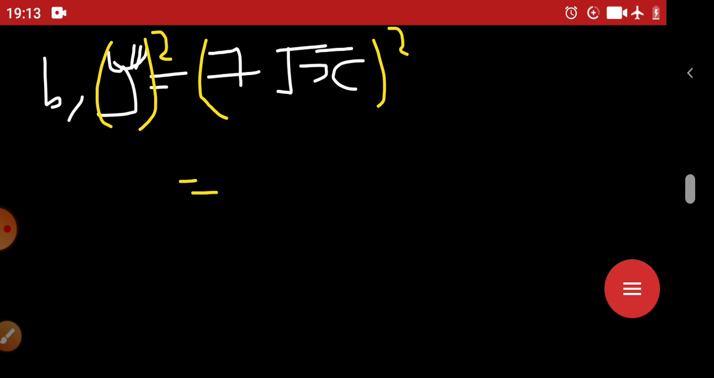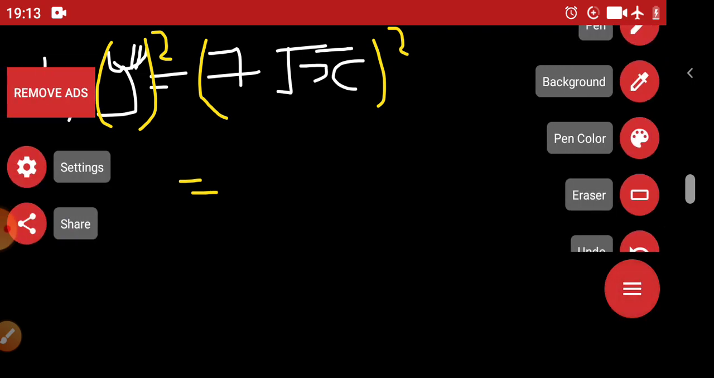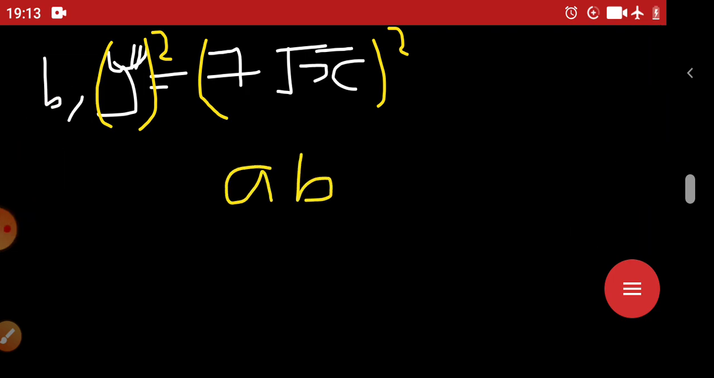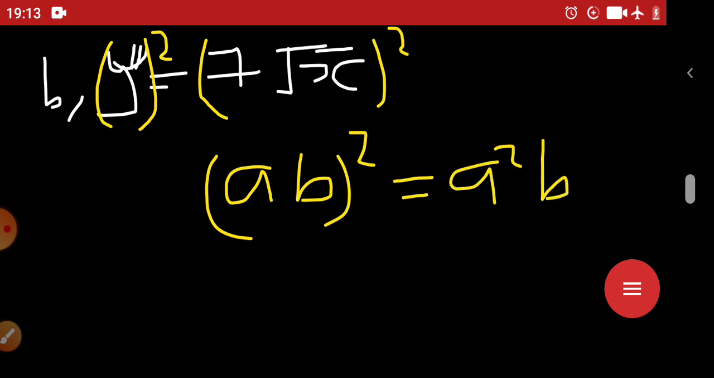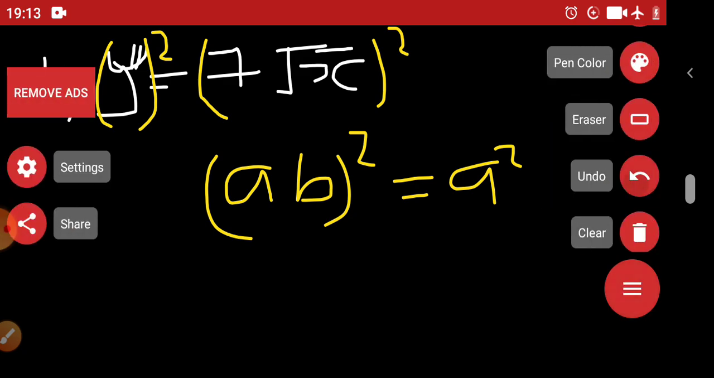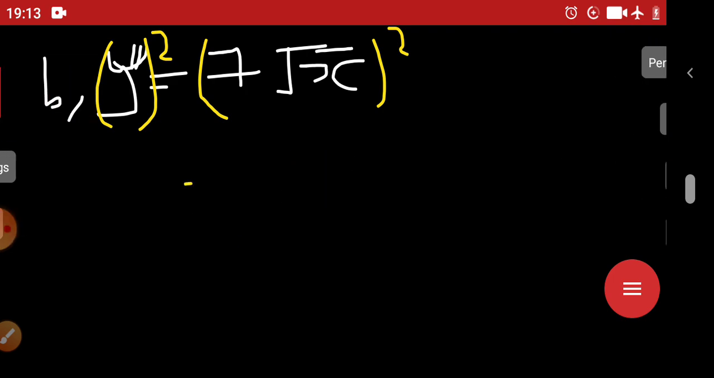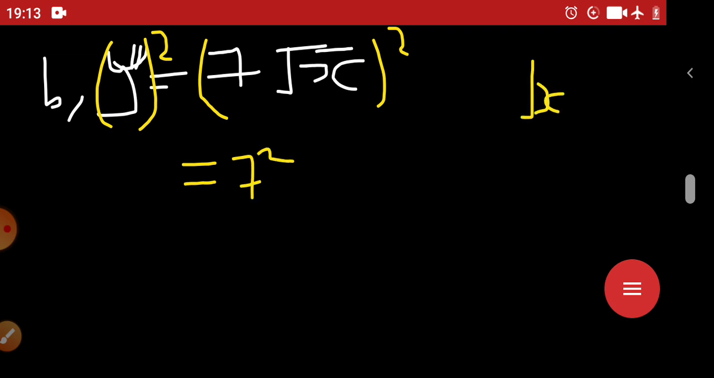But the problem is, you must remember this law. Let me write this law here. From this law, a times b all squared will be equal to a squared times b squared. This is the law that you need to apply. I hope you have studied these laws of indices. So here this means that we'll have 7 squared, and the square of the square root of x leaves you with x only.